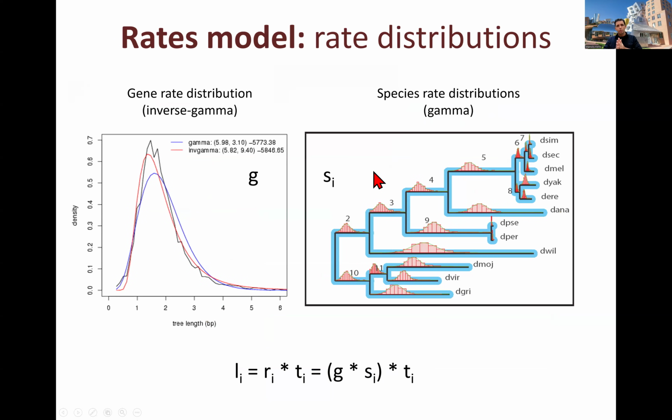So what can we do? We can basically model the evolution of individual genes as sampled from some inverse gamma distribution, and the evolution of individual species, their relative acceleration, if you wish, as sampled from some gamma distribution. And therefore, the branch length is simply these properties together. There's a gene rate, there's a species-specific rate, and then there's the time elapsed. Everybody with me here? Can I get a 5, 4, 3, 2, 1?